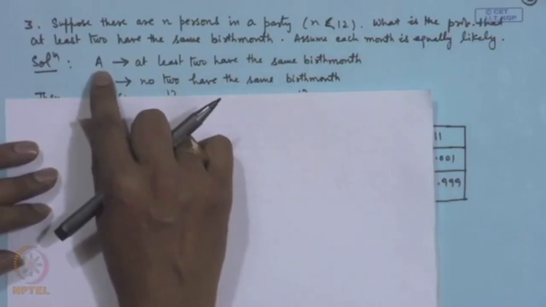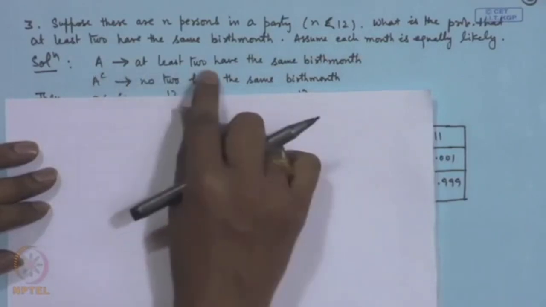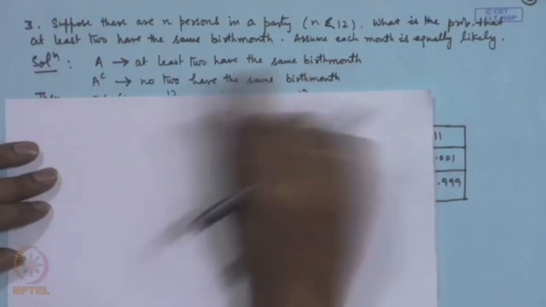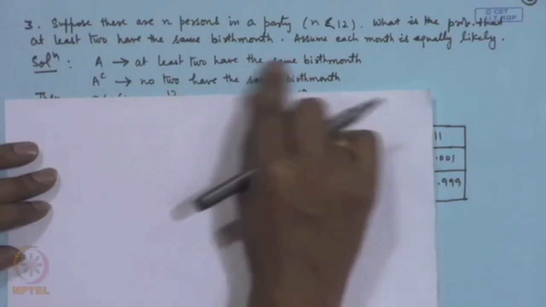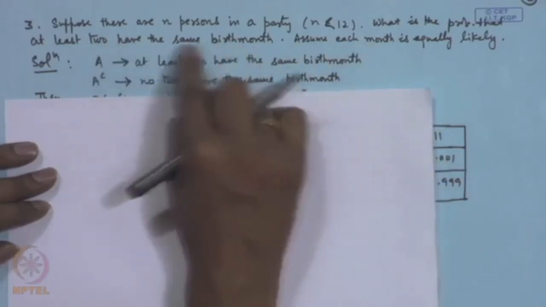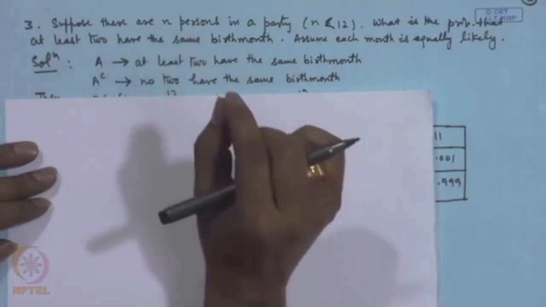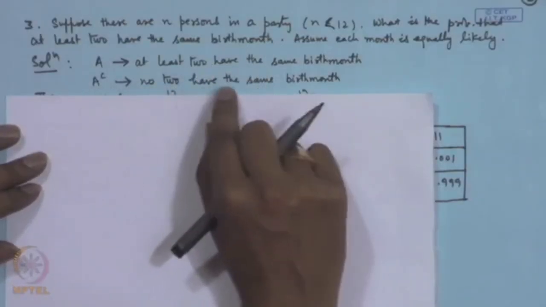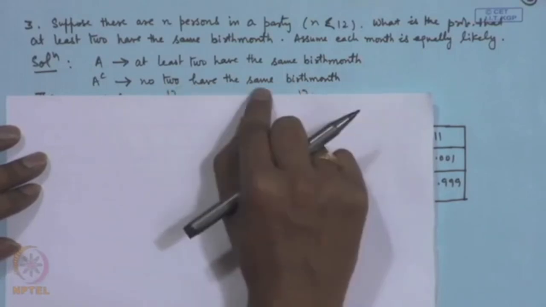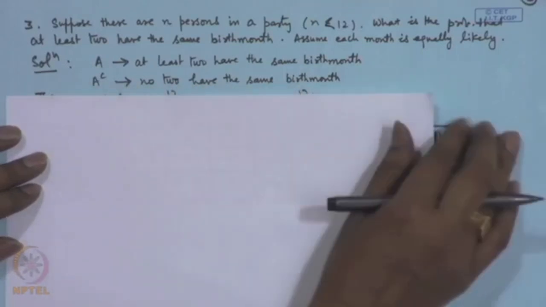So, let us assume A to be the event that at least 2 have the same birth month, and A complement is the event that no 2 have the same birth month. We have to find out the probability that at least 2 have the same birth month. Now, in order to find this probability, we have to calculate exactly 2 have the same birth month, exactly 3 have the same birth month, and so on. So, this will be a slightly lengthy description of the event. If we take the complementary event, it is much simpler because we are simply saying that each of them has a distinct birth month. So, it will be easier to find the probability of A complement in this case.